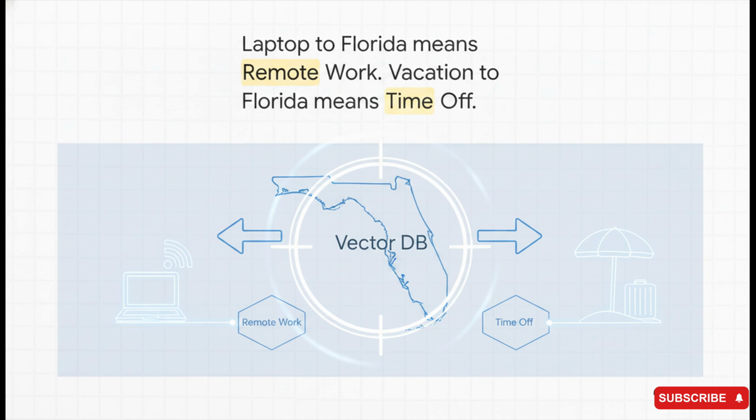Take the word Florida. Can I take my laptop to Florida is strictly an IT remote work question. Can I take a vacation to Florida is an HR time-off question. If your query requires understanding that kind of nuance, a vector DB's scoring thresholds and semantic search are non-negotiable for fetching the right context. Otherwise, your AI might hallucinate and tell you to wear a swimsuit to your next client meeting.